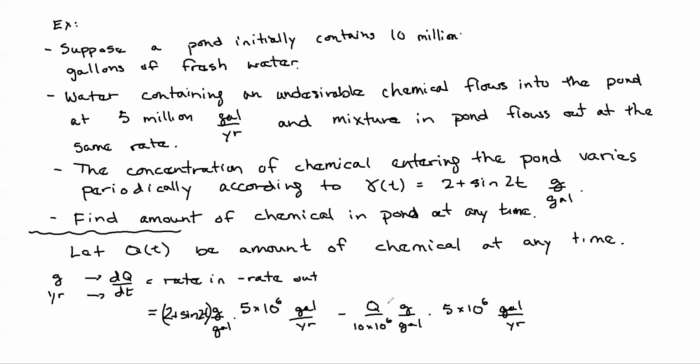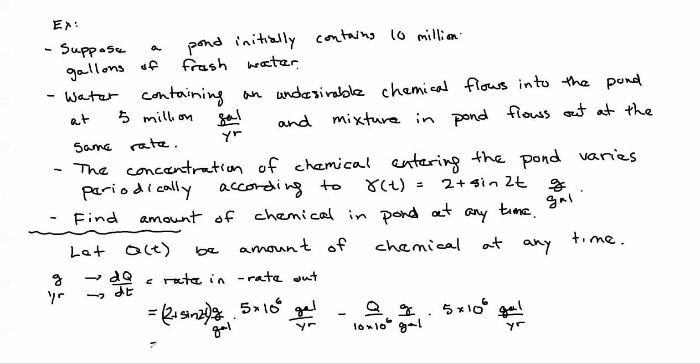And so that will give us the concentration of the undesirable chemical. We have Q, which is the amount of chemical, divided by the total number of gallons. And unlike in the example we just talked about where the rates differ, the rates are the same. We have 5 million coming in and 5 million going out. So that means that the number of gallons is going to stay the same, right? So if you start with 10 million, you'll continue to have 10 million if the amount of liquid coming in and the amount of liquid going out stay the same.